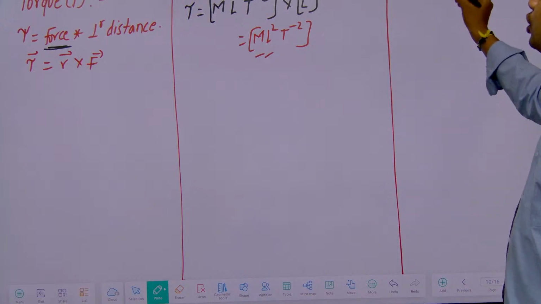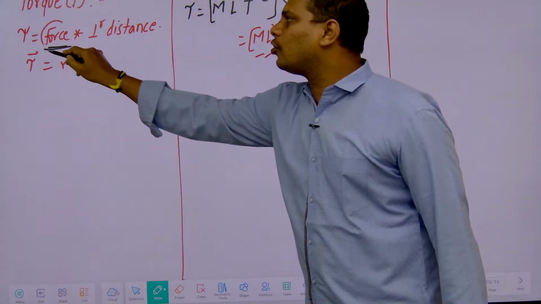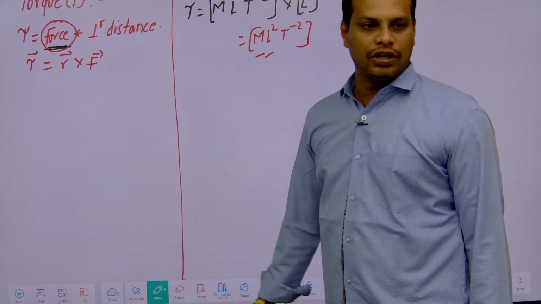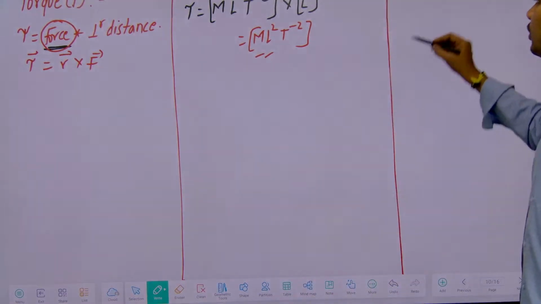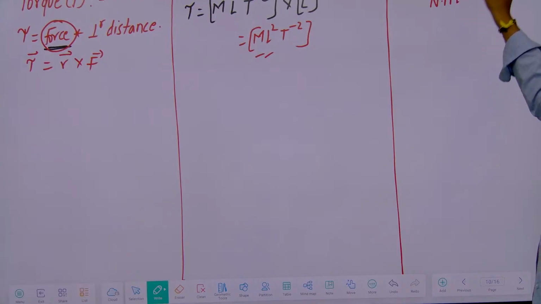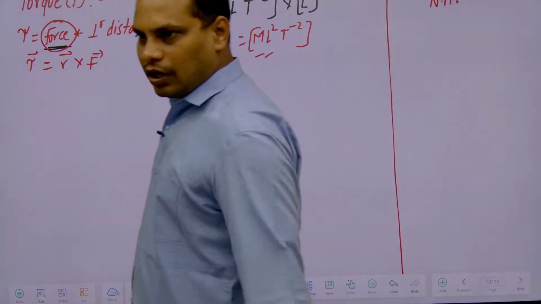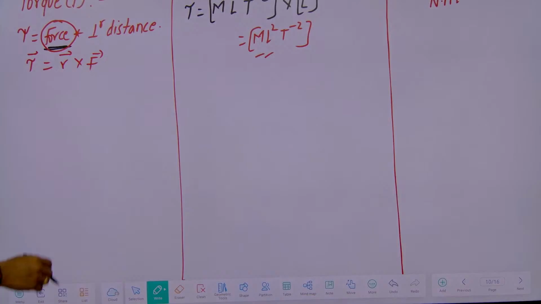Then what is the unit? Unit of force is what? Newton. Perpendicular distance, the distance unit is what? Meter. So therefore you can write the unit as Newton meter. Is it clear till here? Okay? Then I'll explain one more thing.